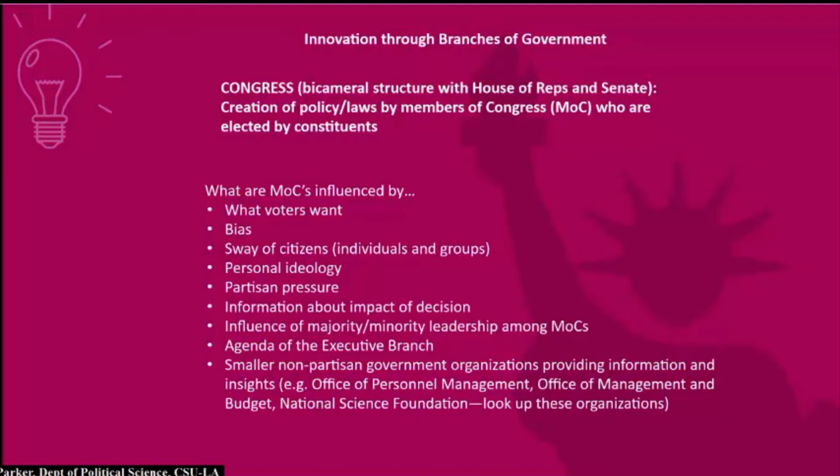So what are members of Congress influenced by? What voters want, their own bias, the sway of citizens, whether it be individual citizens or groups, their personal ideology, partisan pressure, information about the impact of a decision that they might make, the influence of a majority or minority leadership among members of Congress, the agenda of the executive branch, and smaller nonpartisan government organizations that provide information and insights. These smaller organizations could be things like the Office of Personnel Management, Office of Management and Budget, National Science Foundation, and more. I do encourage you to look up these organizations if you have never heard of them.